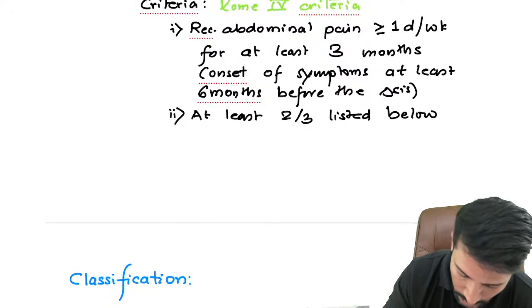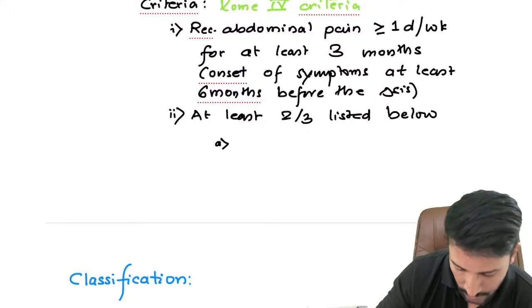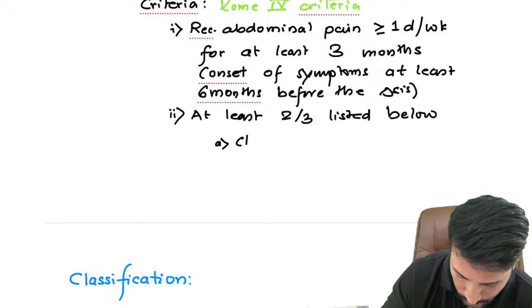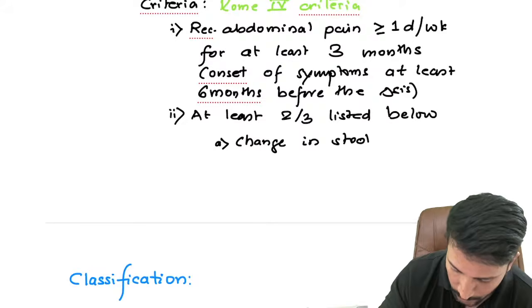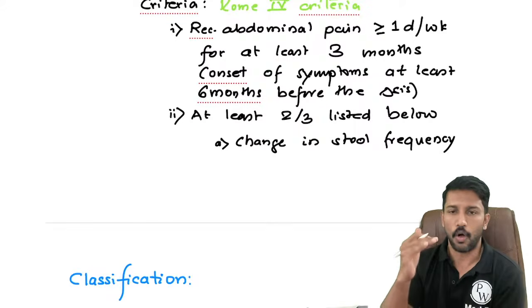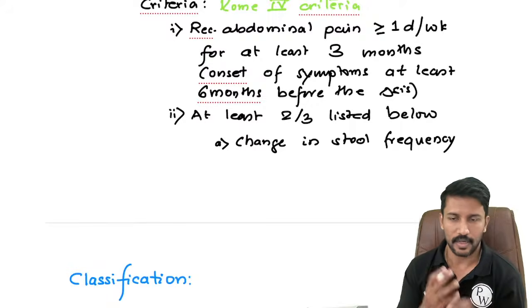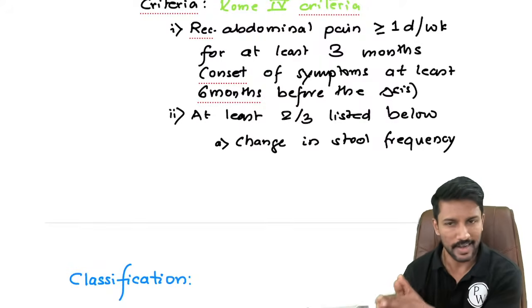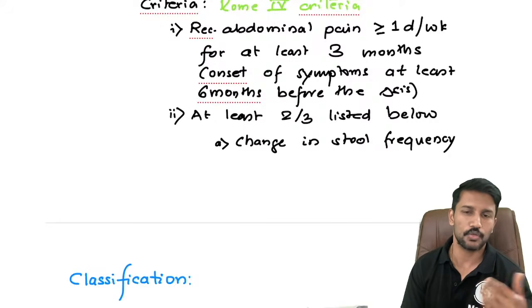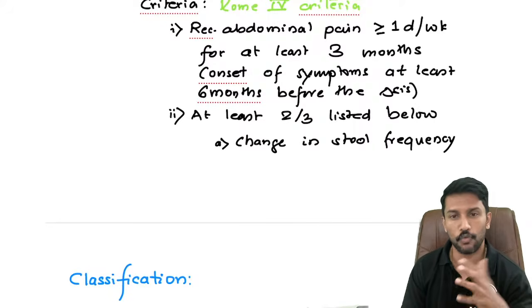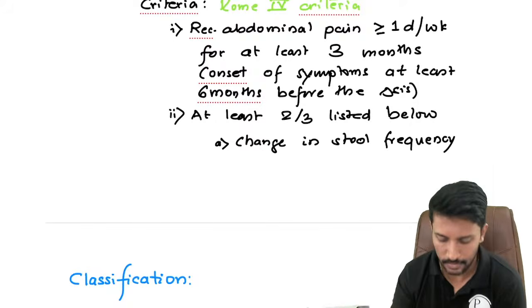So what are those? First one is change in stool frequency. Means abdominal pain is there, along with that, the patient's stool frequency has either increased or decreased. Like earlier, he used to go to the toilet every day, now he is going once in 3 days or once in 4 days. Or he used to go once a day, now he is going 4 or 5 times. Right? Change in stool frequency.